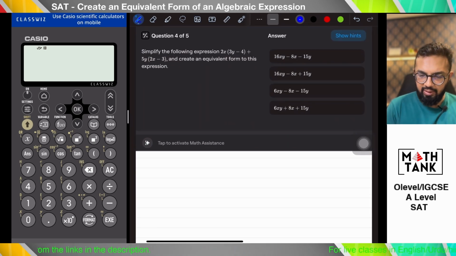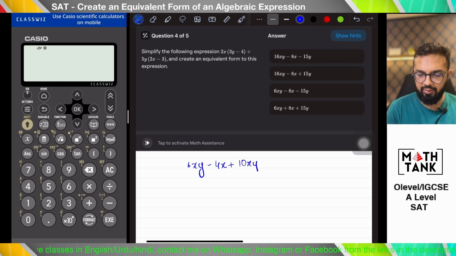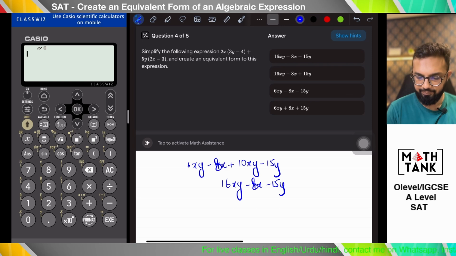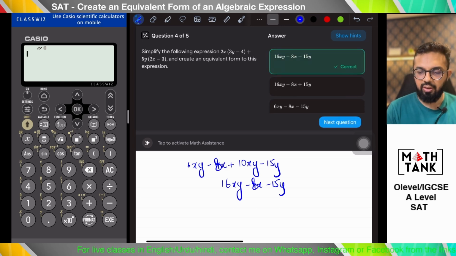Moving on to the next one, I think this one is about simplifying. So 2x into 3y gives me 6xy, minus 2x into 4 gives me minus 8x, plus 10xy minus 15y. That gives 16xy minus 8x minus 15y. I may have missed out something. Yes, this is 8x. That should be the correct answer.